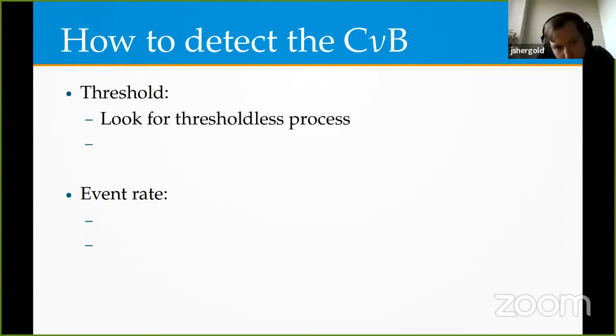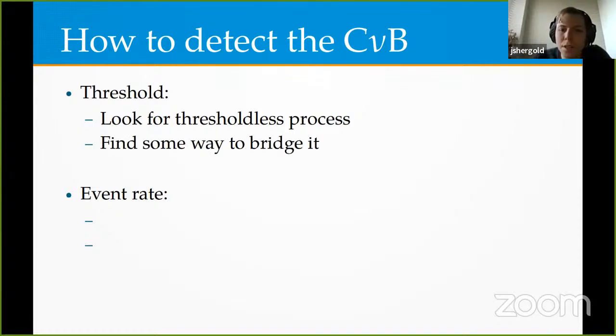So on the threshold frontier, we can either look for a thresholdless process. This is something where any energy of neutrino can take part. Or alternatively, we can find some way to overcome a threshold by, say, giving some center of mass energy to the system and then bridging some threshold.